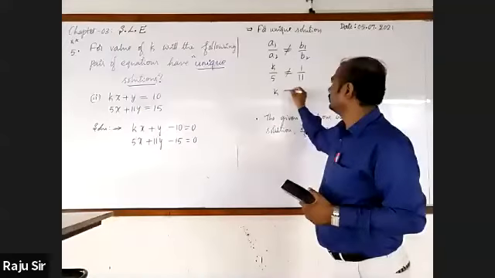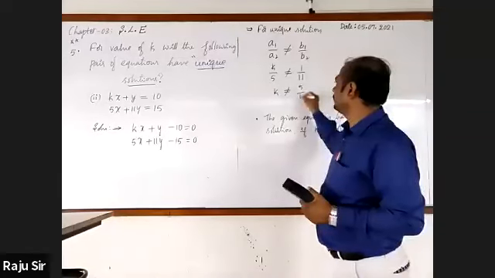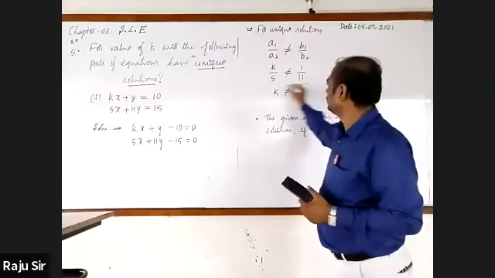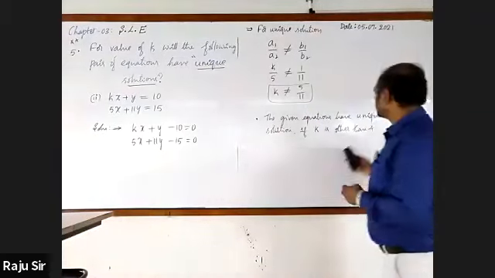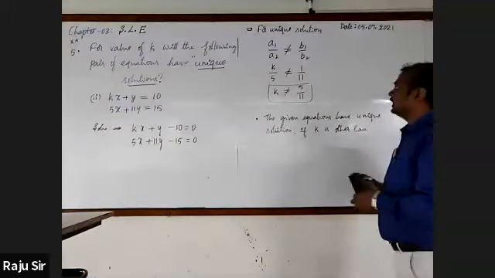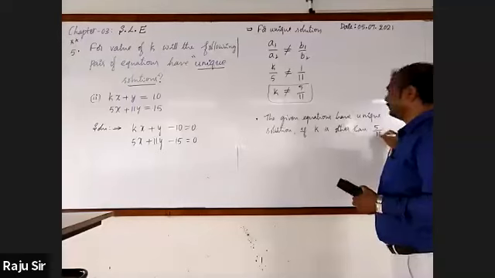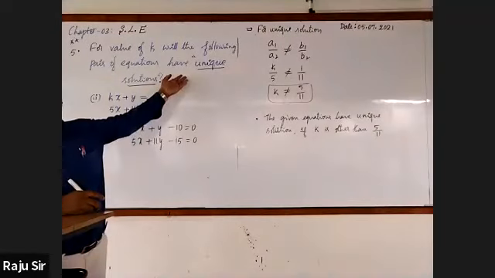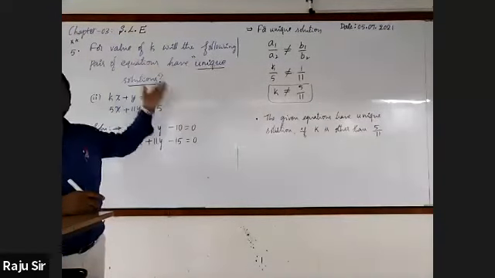Very good. K is not equal to 5 by 11. So the given equations have unique solution if K is other than 5 by 11. Any number other than 5 by 11 will satisfy this condition, or it will make the equations have unique solution.